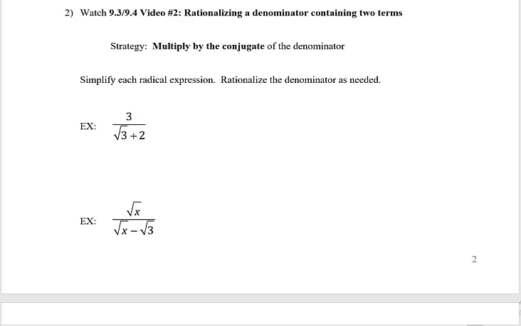This is video number 2 for sections 9.3 and 9.4, rationalizing a denominator containing two terms. In the last video, we only looked at situations where the denominator, the bottom of the fraction, had one term. But take a look at this first example. What if we want to get rid of a radical in the bottom, but there are two separate terms down there? How do we do that?